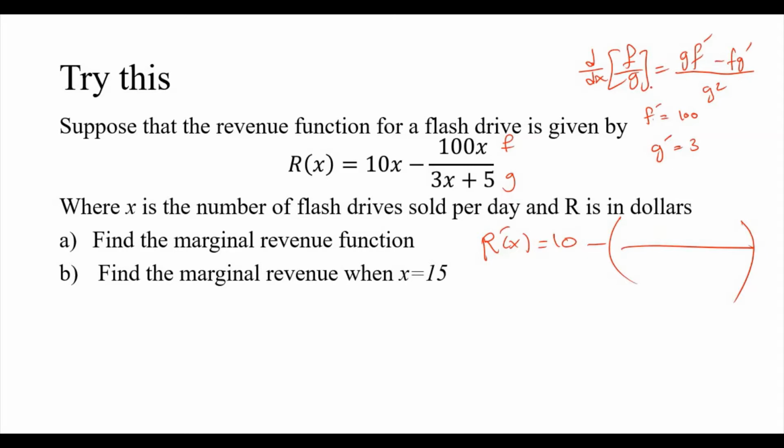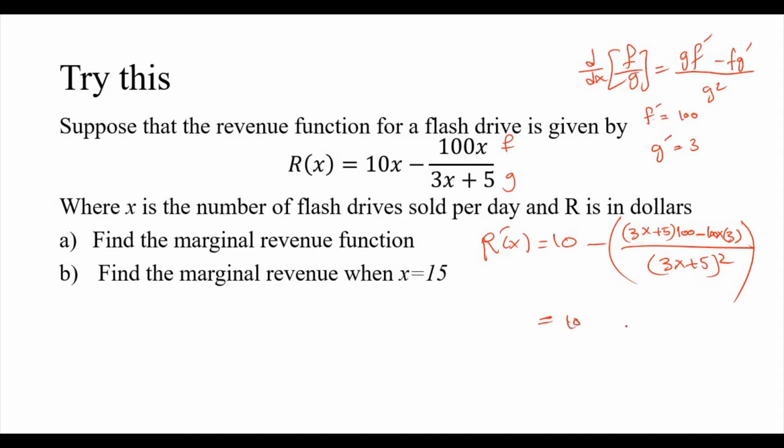Now I'm going to replace. So g is the denominator, 3x plus 5, and since it has addition in the middle, I'm going to put it between parentheses, times f prime, which is 100, minus, from the formula right here, f, which is 100x, times the derivative of g, which is 3, over the denominator squared, which is 3x plus 5, all squared.